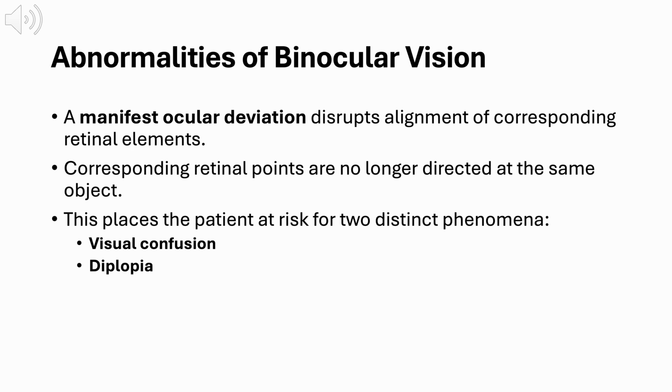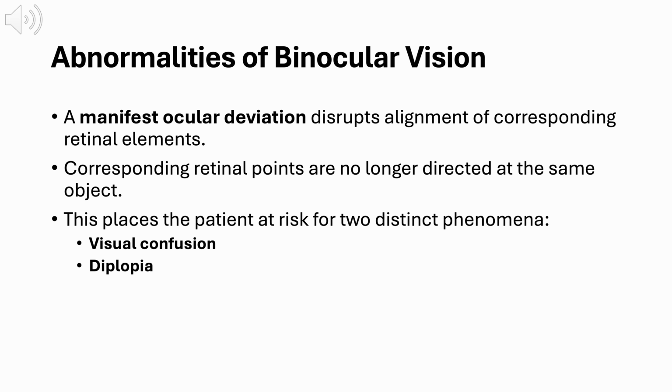This slide marks the transition to what happens when binocular vision breaks down. When there is a manifest ocular deviation, the eyes are no longer aligned, and corresponding retinal points stop looking at the same object in space. Each eye is sending a clear signal, but those signals no longer match. That mismatch puts the patient at risk for two related but distinct problems.